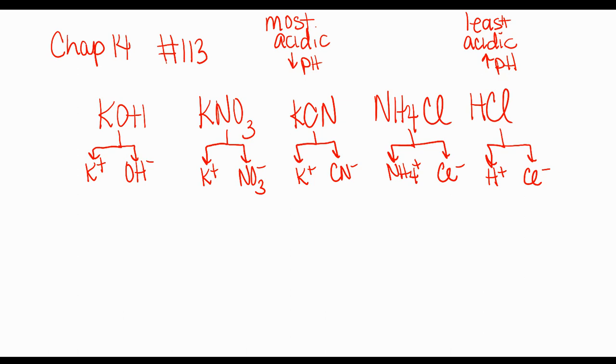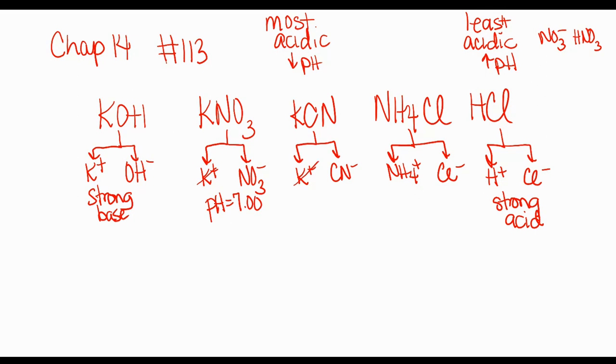Okay, so KOH, strong base. HCl, strong acid. So those are clear cut. And then we have the salts in the center. So KNO3, K plus is group 1A, so that is neutral. I'll just cross it out. Nitrate, conjugate base of a strong acid. So that guy would be neutral too. So this would have a pH of 7.